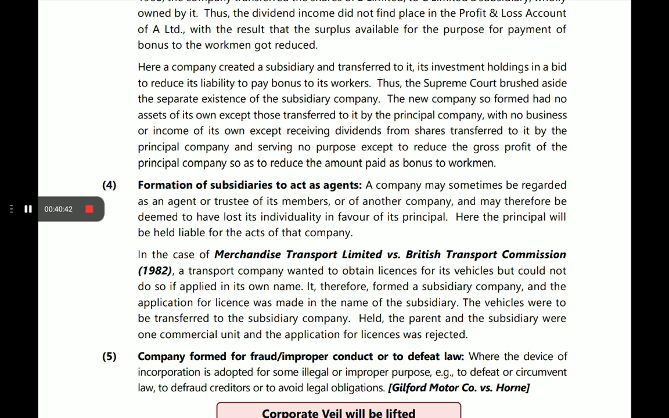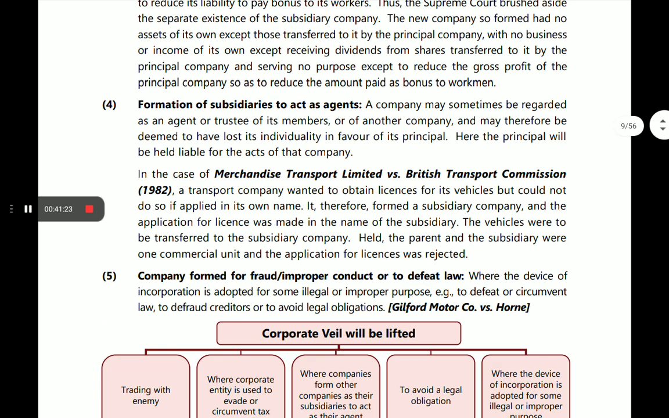Formation of subsidiaries to act as agents. A company may sometimes be regarded as an agent or trustee of its members or of another company and may therefore be deemed to have lost its individuality in favor of its principal. Here the principal will be held liable for the acts of that company.